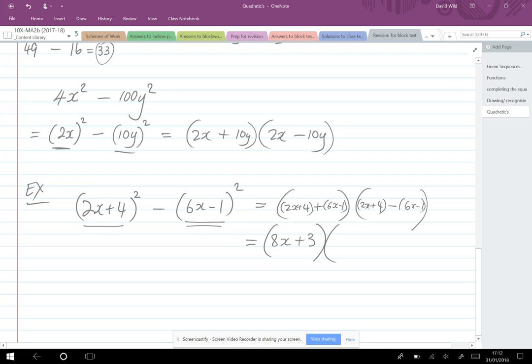And then factorize this. 2x minus 6x is minus 4x. And 4 minus minus 1, don't forget a minus times a minus here, classic error if you don't do that. 4 minus minus 1 is 5. So we could write that just like that.